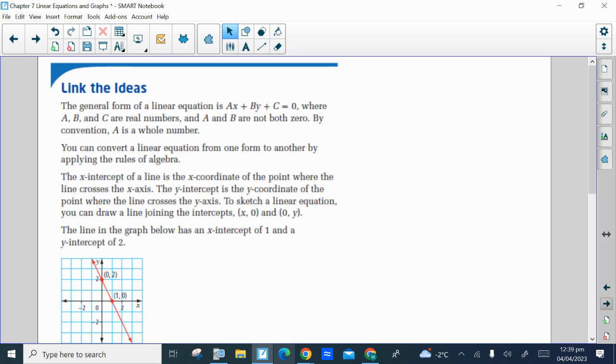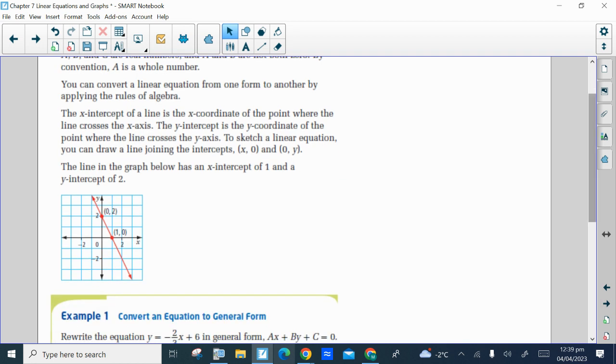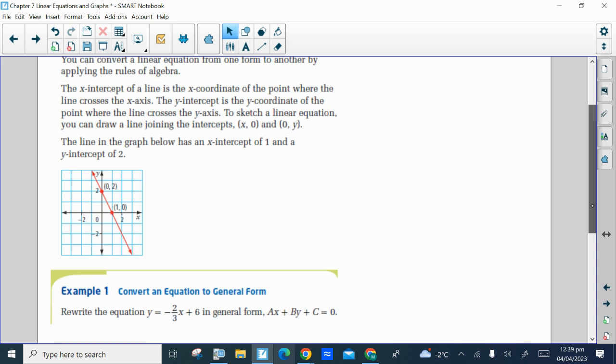So again, the general form is the form ax plus by plus c equals 0. Everything on one side equal to 0 on the other. No fractions or decimals, and a is positive. You can convert a linear equation from one form to another by applying the rules of algebra. Again, the x-intercept is the x-coordinate of the point where the line crosses the x-axis. It is where y is 0. The y-intercept is the y-coordinate of the point where the line crosses the y-axis. That is where x equals 0.